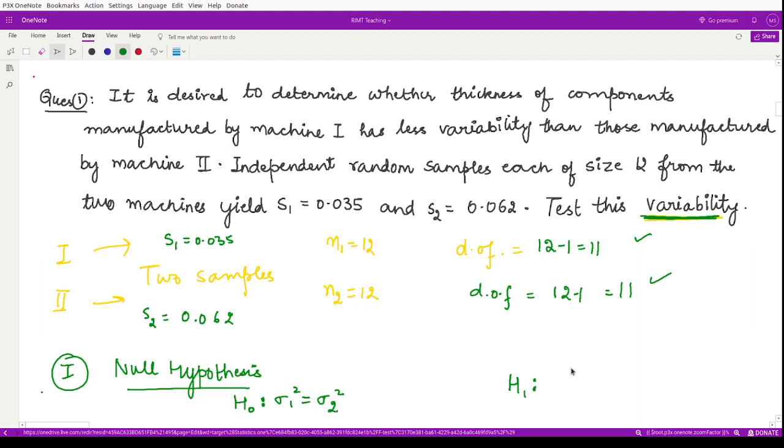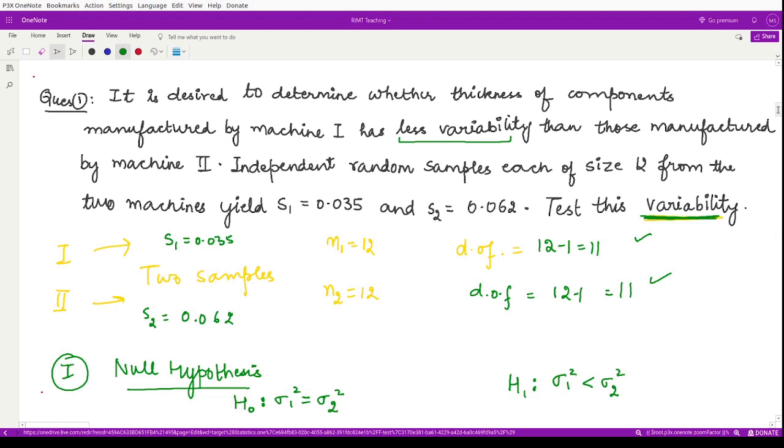So what would be the alternative hypothesis here? The alternative hypothesis would be sigma 1 square less than sigma 2 square, because here we wanted to compare which machine is showing less variability. That means from the ideal product, how much variation is there in the product manufactured by machine 1 or machine 2.